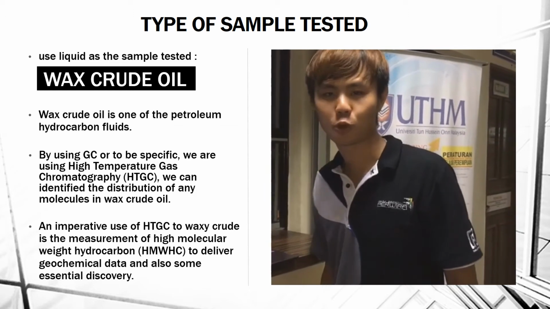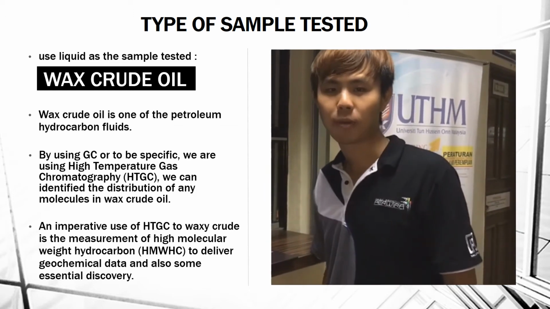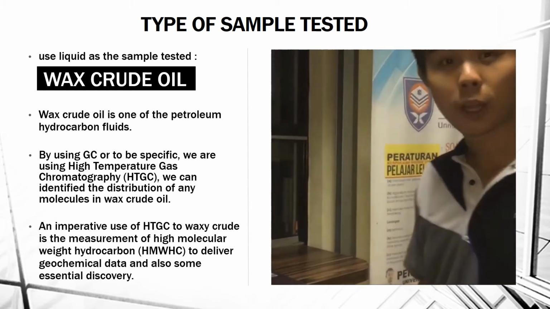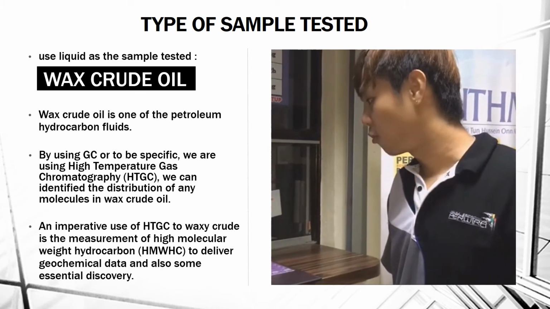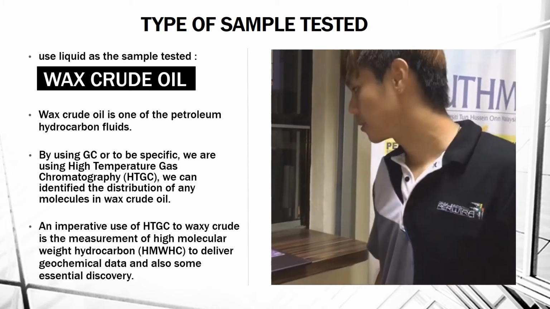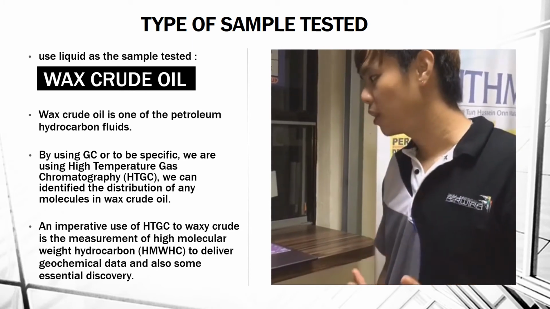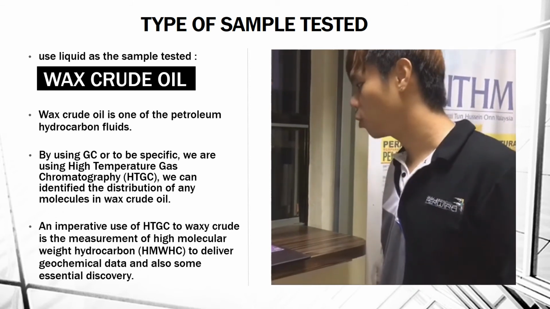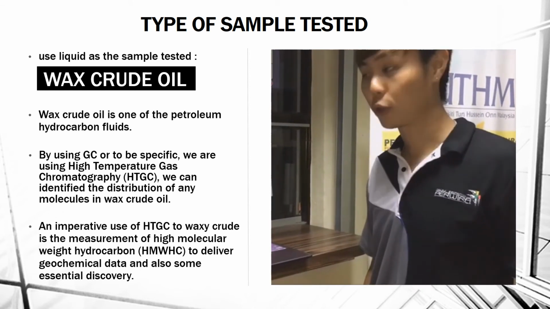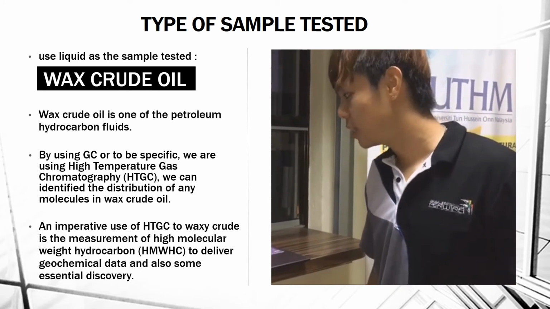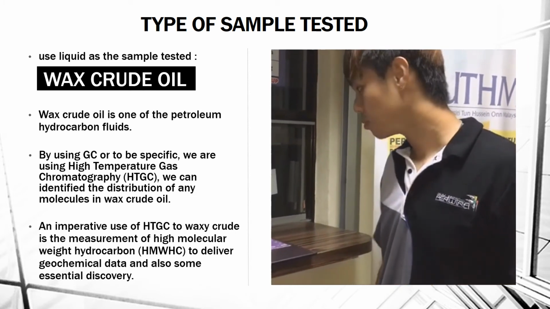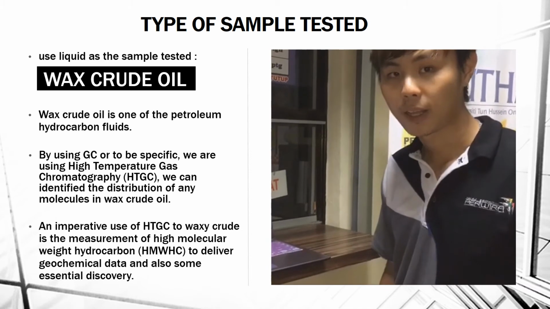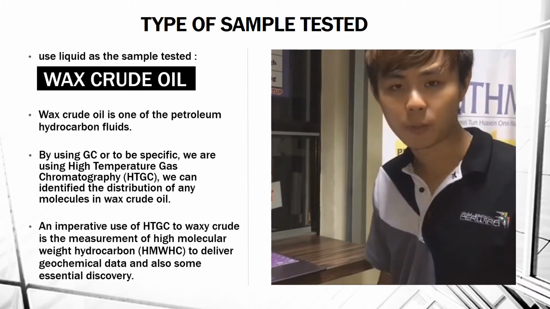Now I'm going to talk about the sample tested for gas chromatography. Based on our topic, the fluids are referring to either liquid or gases. In this case, we use liquid as the sample tested, which is waste crude oil. Waste crude oil is one of the petroleum hydrocarbon fluids. By using GC, or to be specific, we are using high temperature gas chromatography, which is HTGC.